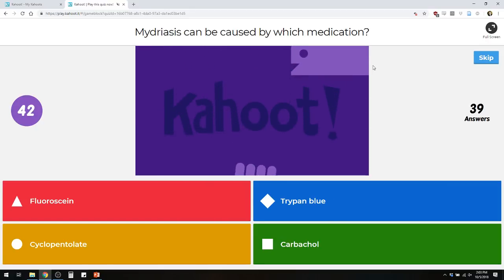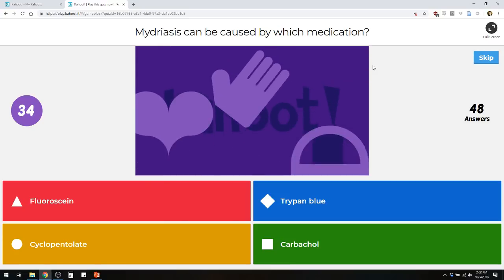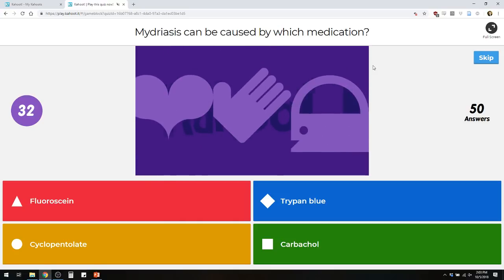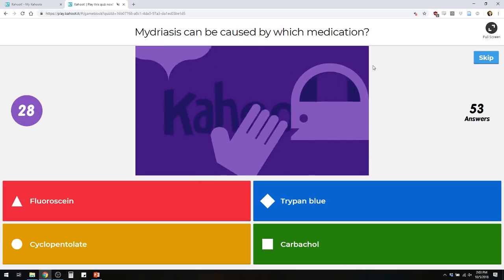Trypan blue is a dye you can sometimes use for vitrectomies, and for cell counting. There are other uses for dyes as well. So there you go, trypan blue for cell counting. I did not know that.